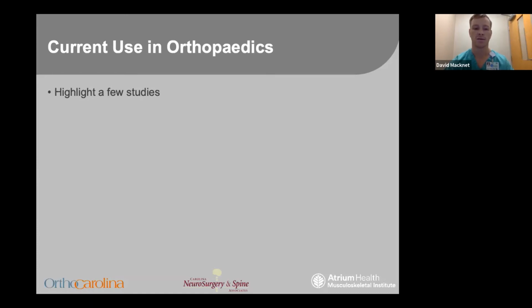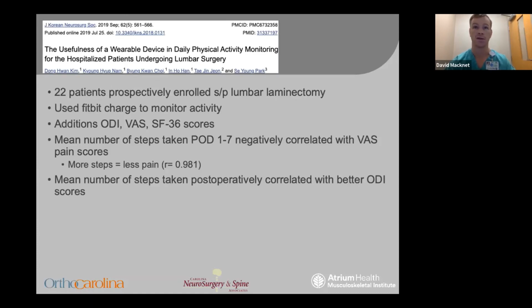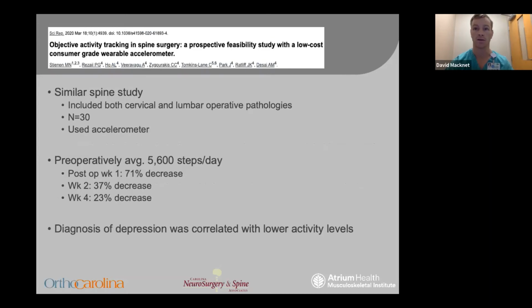So I'd like to highlight a few studies and a few uses in orthopedics. There are two spine studies which I would like to highlight as an example. This first one is out of Korea using Fitbit monitoring in patients following lumbar laminectomy to monitor activity and correlate it with patient-reported outcomes. They found that the mean number of steps taken post-operatively was negatively correlated with VAS pain scores and positively correlated with ODIs, meaning that the patients who were more active have better functional scores and less pain, which I think we can agree is intuitive.